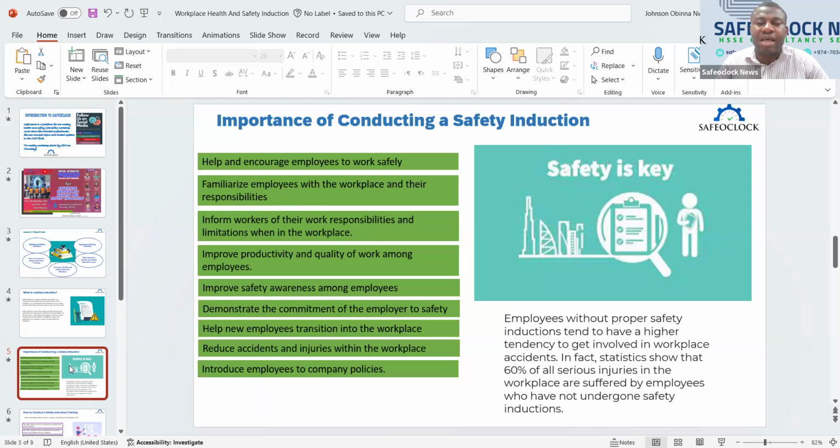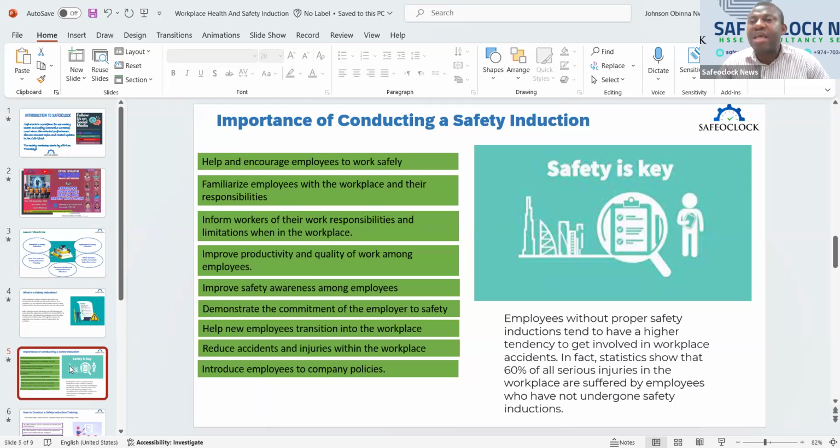It also demonstrates management commitment, because when you conduct safety induction, what does it say to the workers? The workers or the employees understand that the management is committed to their health and safety, that the management wants them to be aware of the hazards and the risks associated with those activities. And that will also help in improving productivity, and the workers will be relaxed. They know that they are working in a safe environment and they will give their best. It's one of the importance of conducting safety induction.